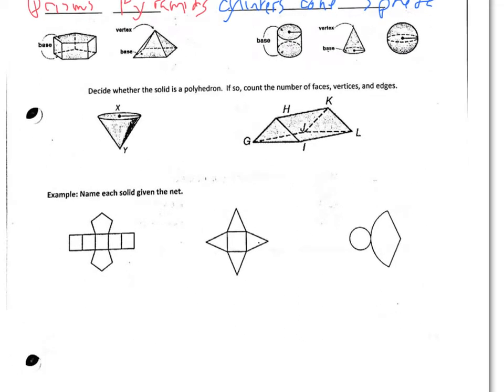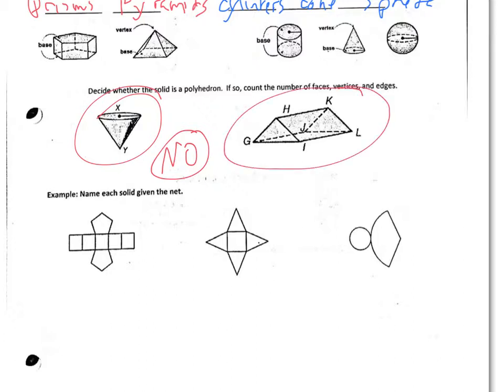Looking at these examples, this right here, is that a polyhedron? No, it is not, because it has curved sides to it. They are not all flat surfaces. Is this a polyhedron? Yes, it is. A prism is a polyhedron.